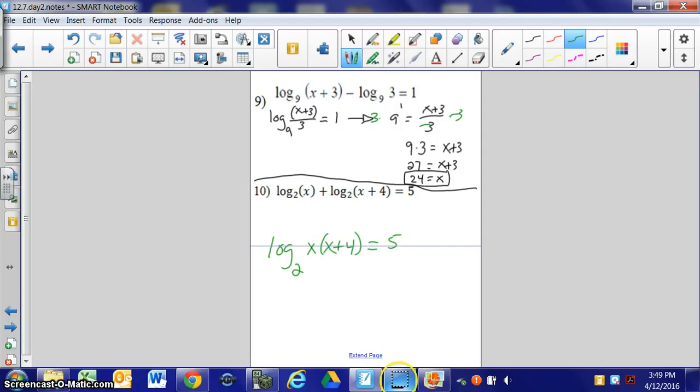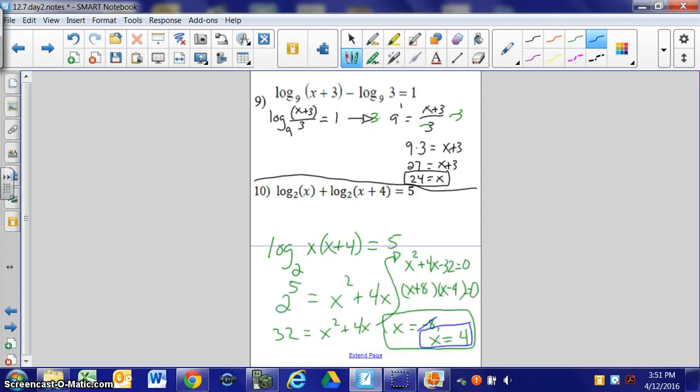Put me in pause. Okay, let's see how you did. 2 to the 5th equals x squared plus 4x. 2 to the 5th is 32. Equals x squared plus 4x. We have a quadratic, so I want to get it equal to 0, so I'm going to move the 32 over. So x squared plus 4x minus 32 equals 0 is factorable. Plus 8 and negative 4. I get negative 8 and positive 4 as my answers.